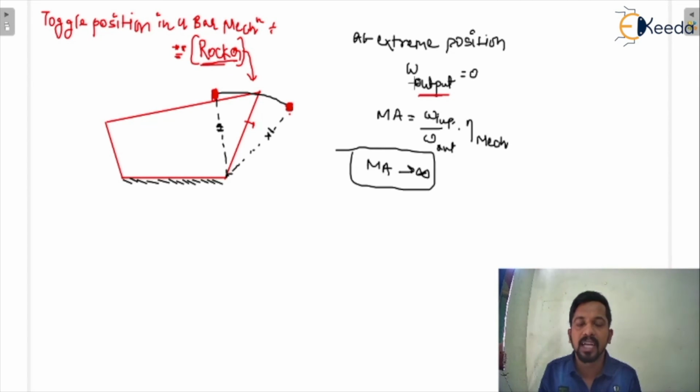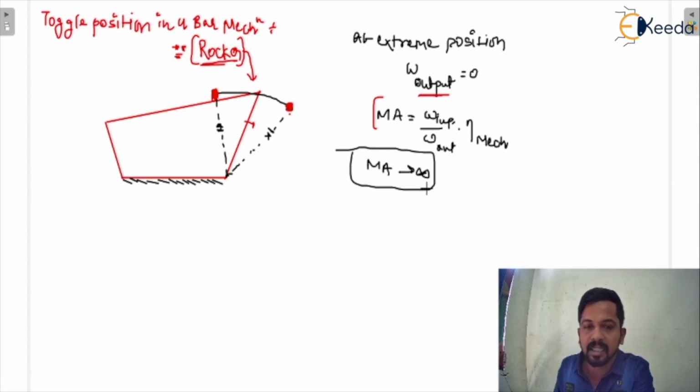As we get omega output equal to 0 at the extreme position, we get infinite mechanical advantage at the extreme position. Are you getting my point? I hope you understand the toggle mechanism completely. Basically, in exams they generally ask theoretical questions, or questions about the mechanical advantage. So you must know the relation between the force, load and effort, and the omega output relations.